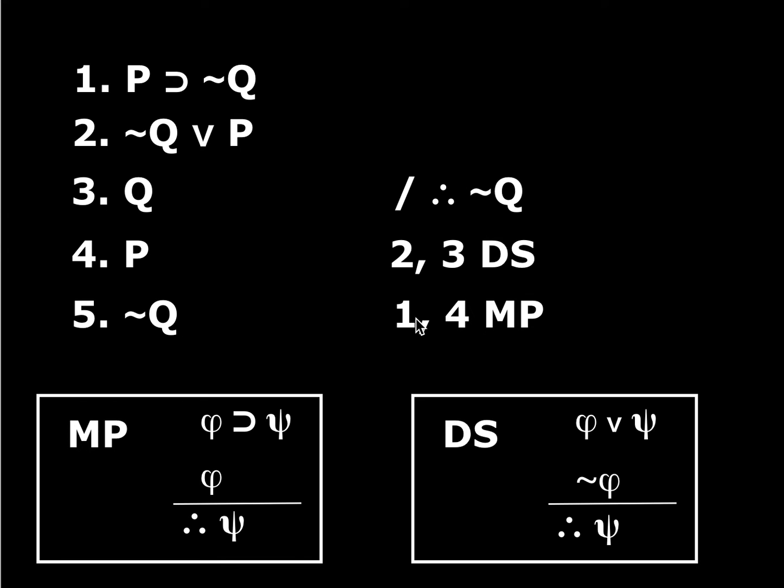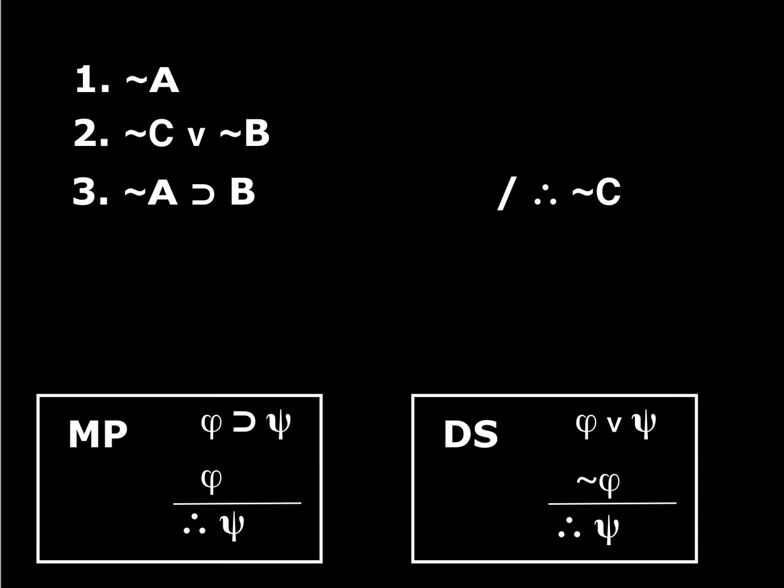So I can write a new line with not Q, and here's my justification. I use modus ponens on lines 1 and 4. So I use this rule, and the things that the rule says I needed in order to use it, I can find on lines 1 and 4. And then I produced line 5. And now I'm done because look, this is the conclusion. So I managed to derive the conclusion using the rules.